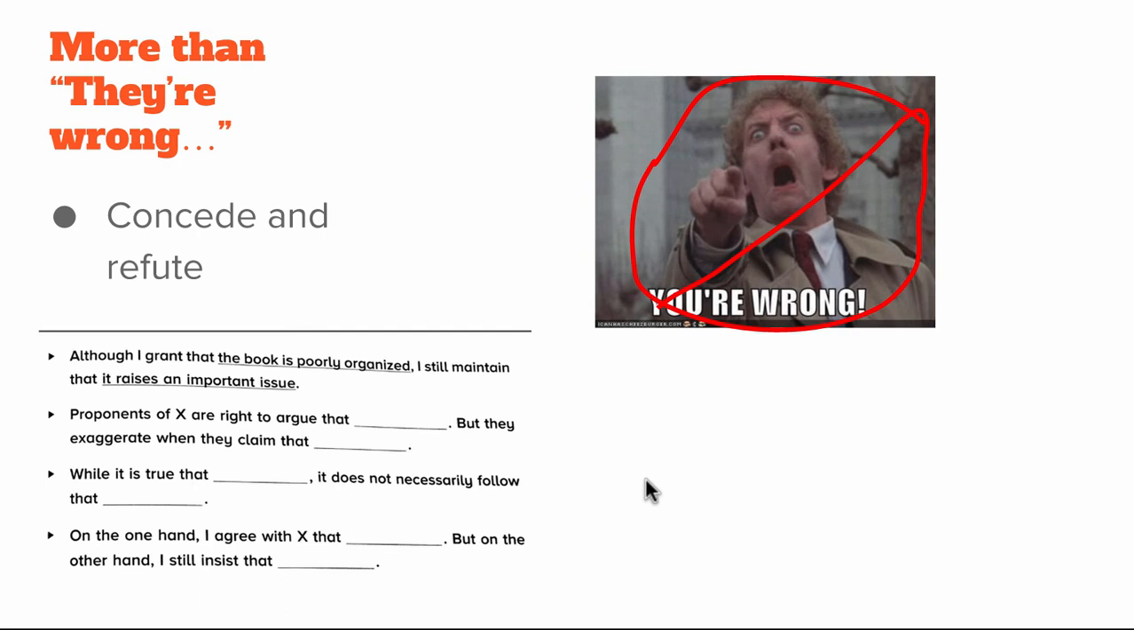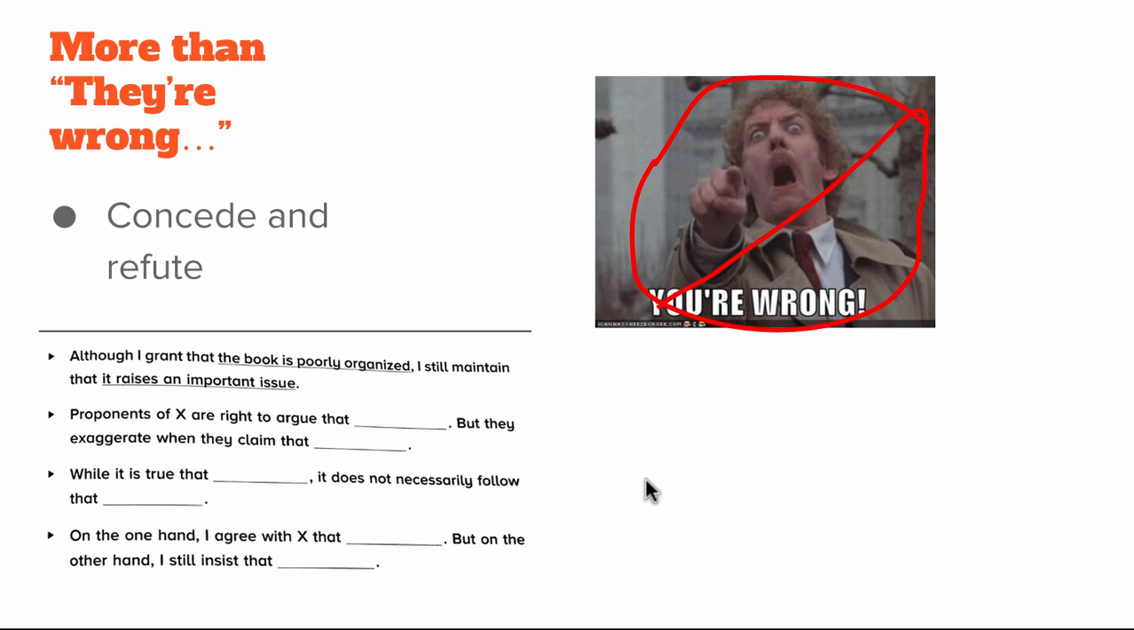So in the first one, although I grant that the book is poorly organized, I still maintain that it raises an important issue. Very rarely do we disagree with absolutely everything someone says. There's almost always a point of agreement. So if you concede that point of agreement and then refute the rest, it strengthens your argument. It makes you seem more open-minded. It makes you seem more credible. It also takes away part of their argument.